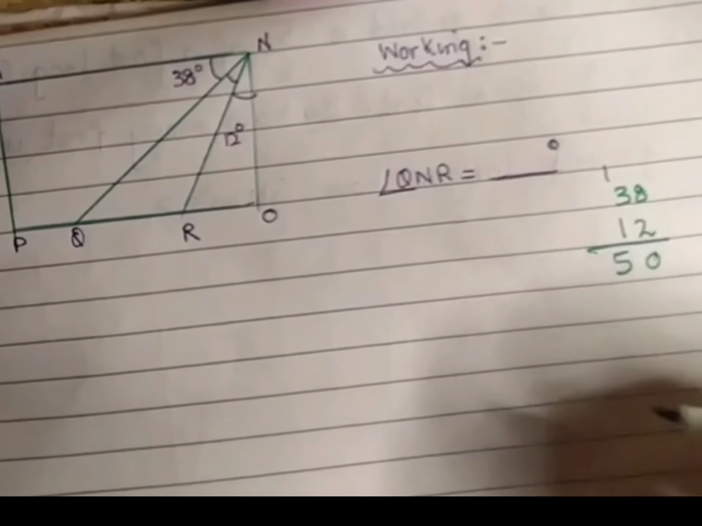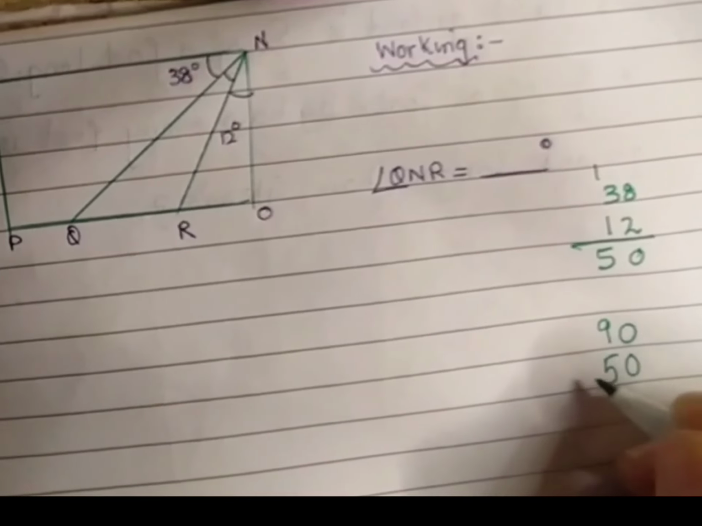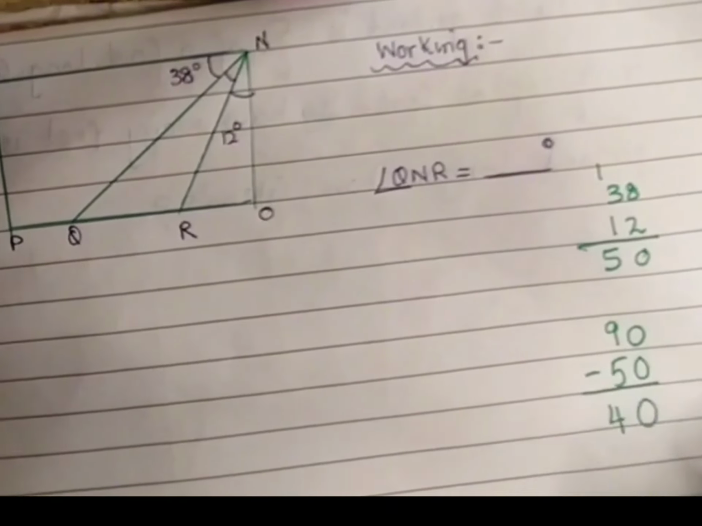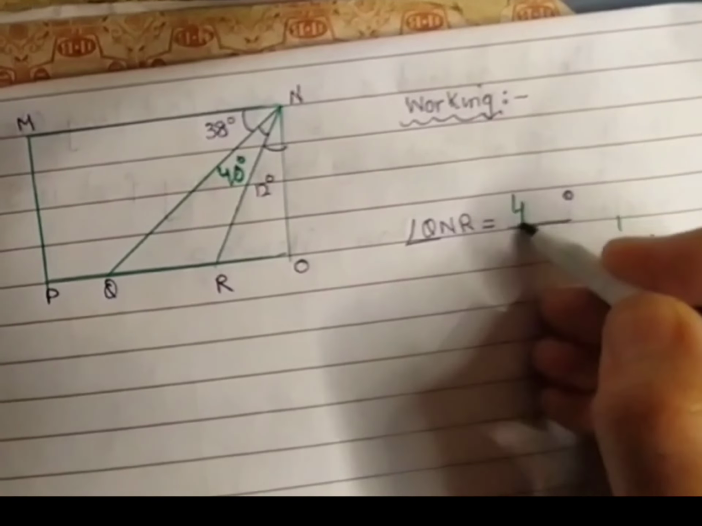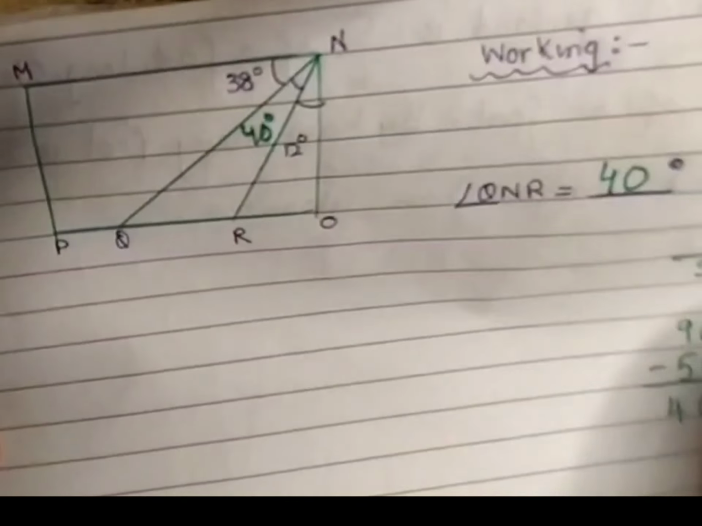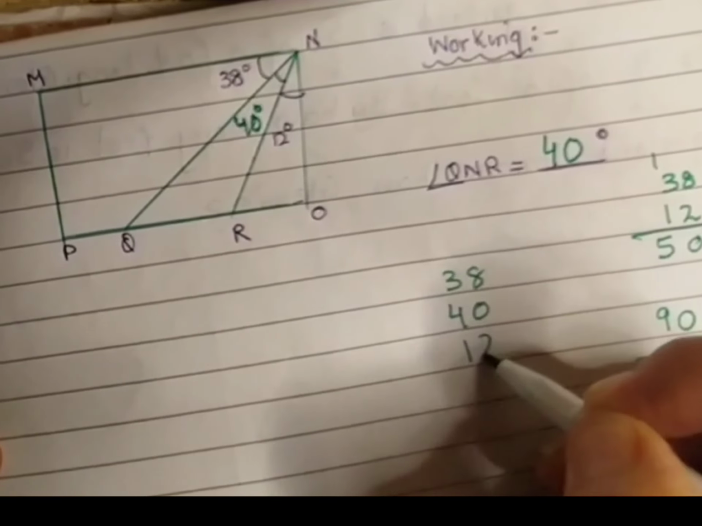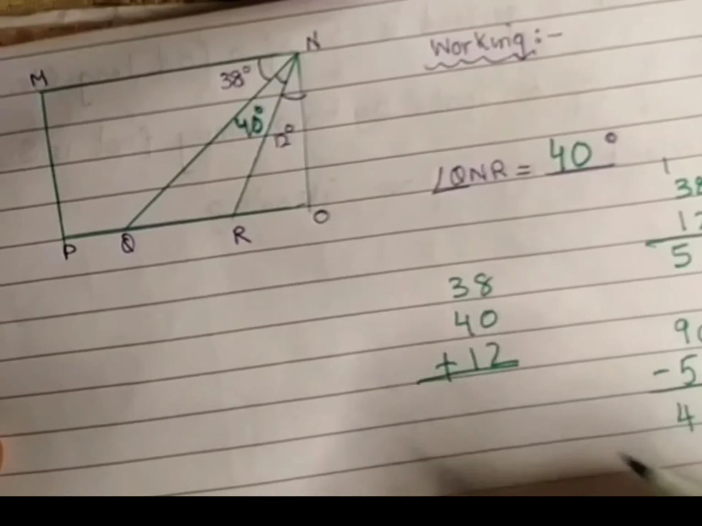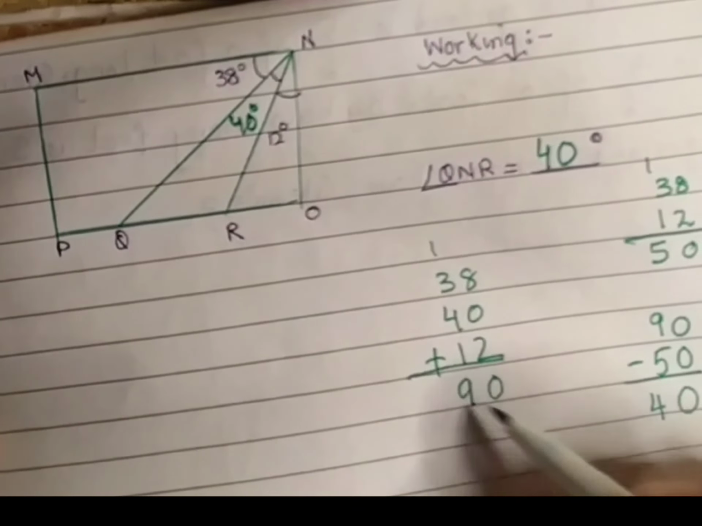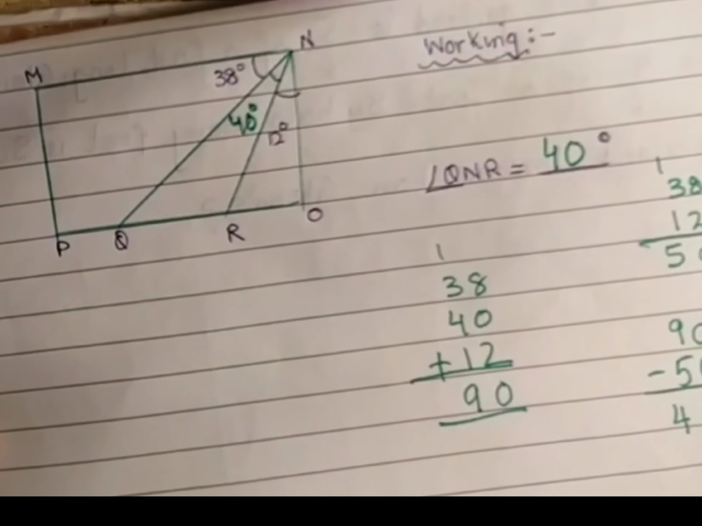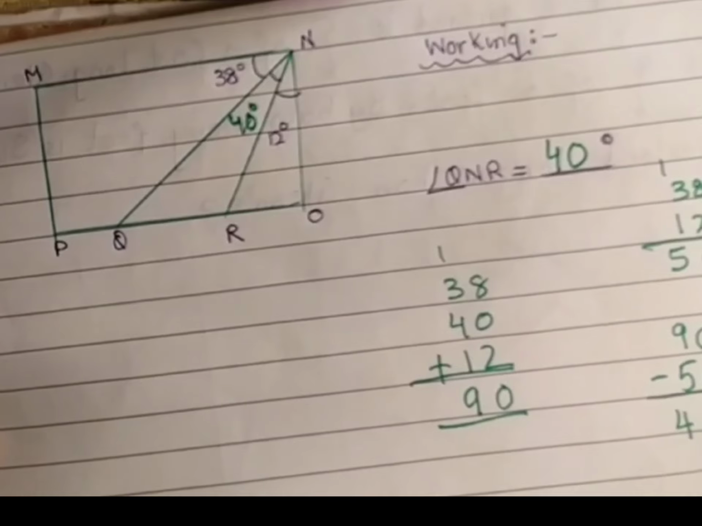Now we have to again minus it from 90 degrees. 90 minus 50 gives us 40. So 40 degrees is your answer. Let's check the answer. Let's add up 38, 40, and 12, and I'm sure you should get 90. 8 plus 2 is 10. 3 plus 1 is 4. 4 plus 4 is 8, and 1 makes 90. So this is how we check the work. Alright? Okay, let's move ahead with more questions.